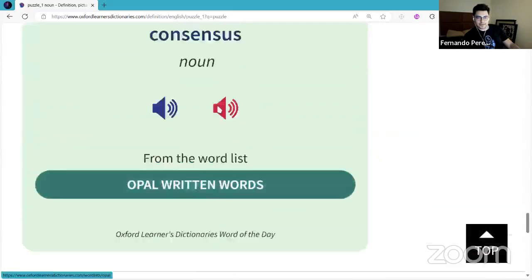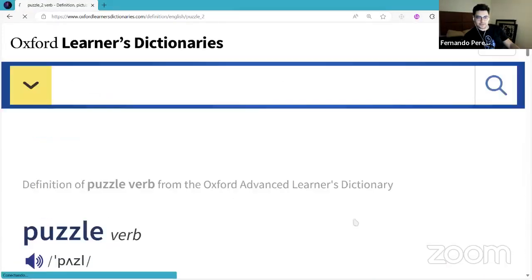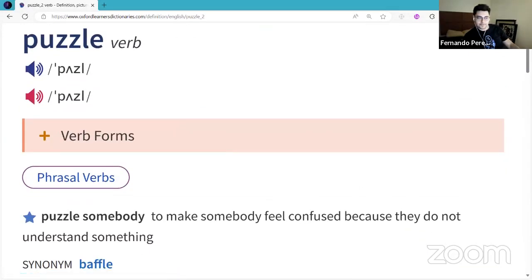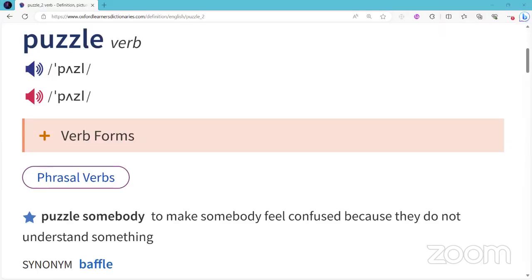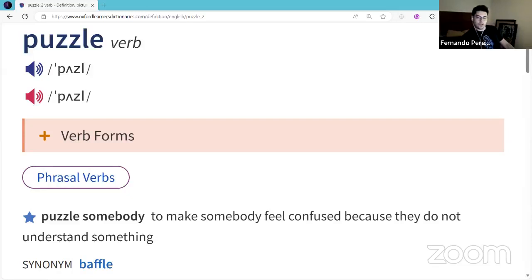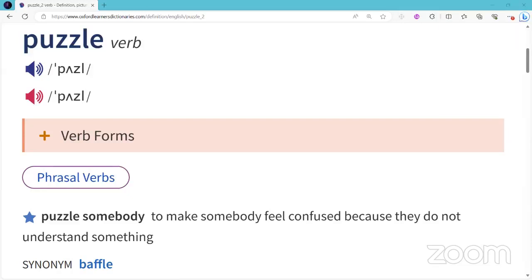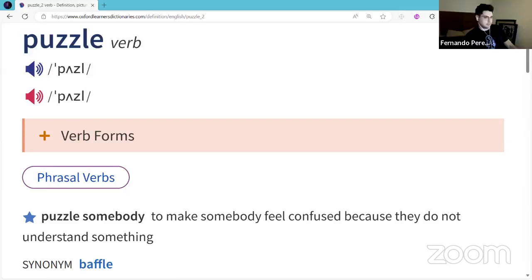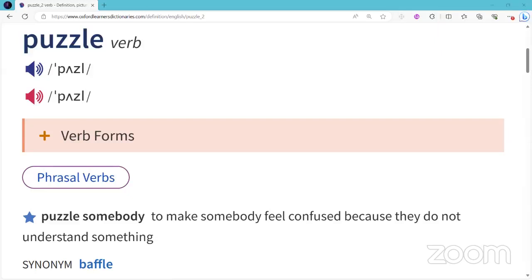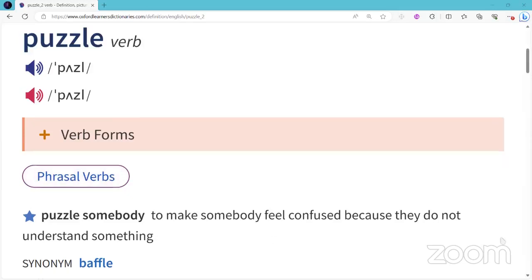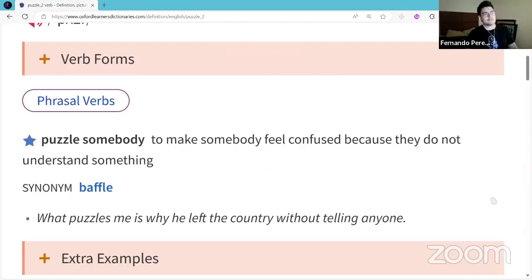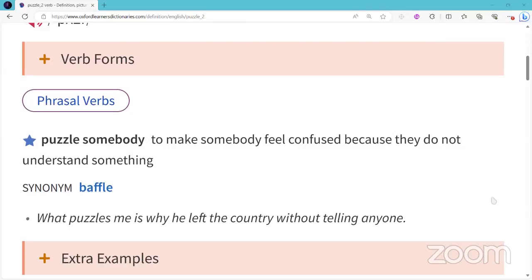Check this out. Puzzle as a verb. Action, Elsie. What is this? Puzzle. To puzzle somebody is to make somebody feel confused because they do not understand something. You puzzle me.